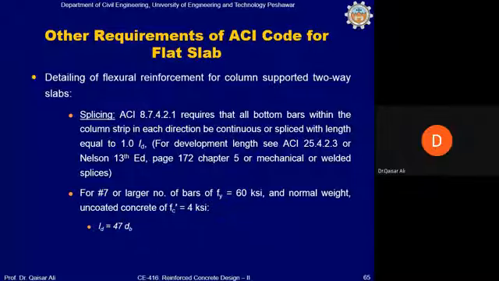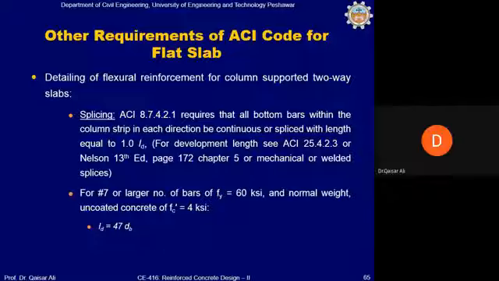So whenever splicing or lapping is required, it shall be done according to the code requirements, ACI 8.7.4.2.1. There are two requirements for this. The splicing shall be avoided at the critical location. For positive reinforcement, splicing shall be avoided at the midspan of the slab, and it shall be done towards the ends of the slabs.